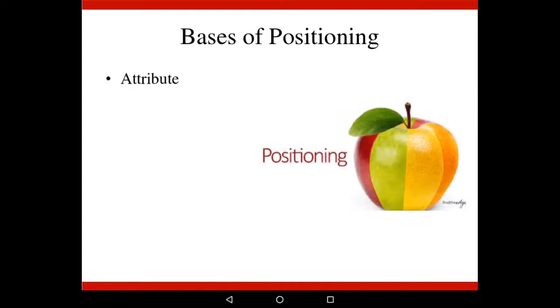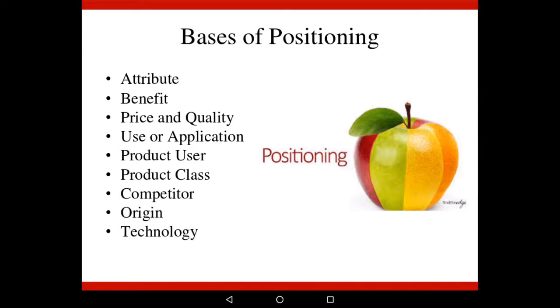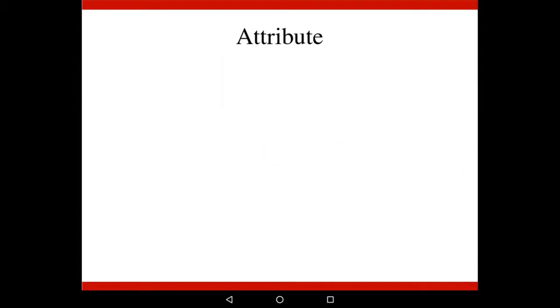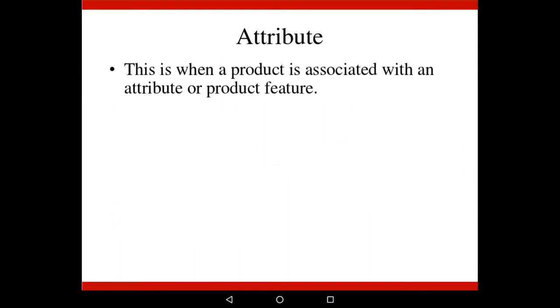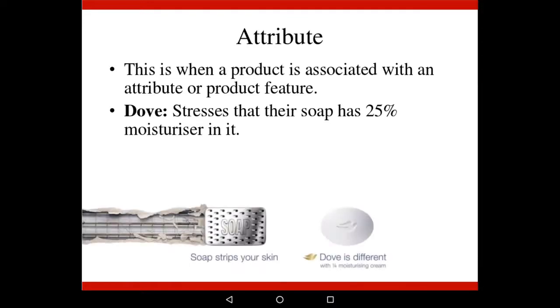You get attribute, benefit, price and quality, use or application, product user, product class, competitor, origin, and technology. Let's first look at attribute. This is when a product is associated with an attribute or product feature. So Dove, for example, stresses that their soap has 25% moisturizer in it. So they're stressing a specific attribute. They're saying buy our product because it has 25% moisturizer in it. Okay, so there you go.